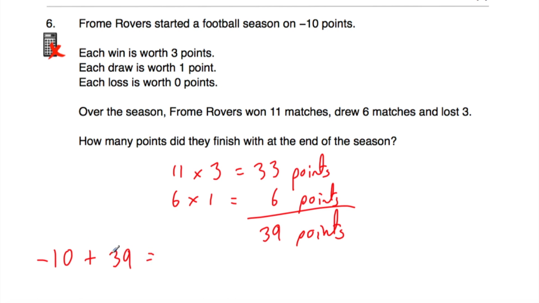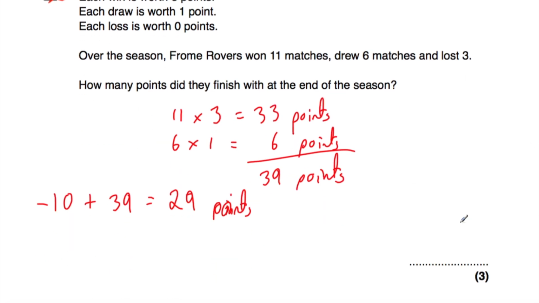And negative 10 plus 39, well, if we add 10, we get to 0, and then we've got another 29 to add, so that will bring us to 29. So that means that at the end of the season, Frome Rovers will have 29 points. And that's it. So how many points did they finish with at the end of the season? The answer is 29.